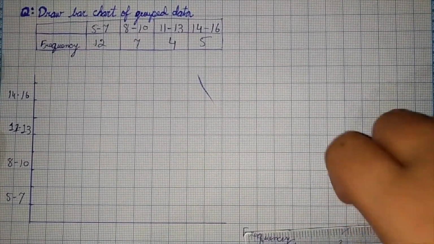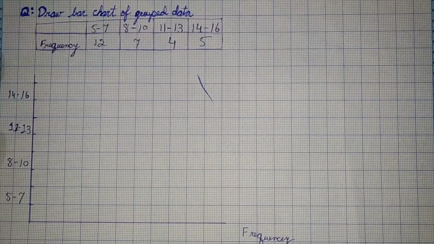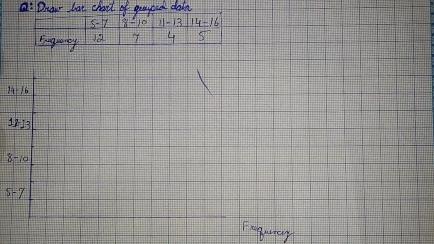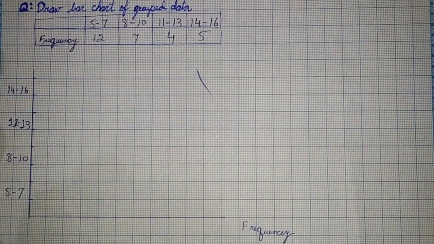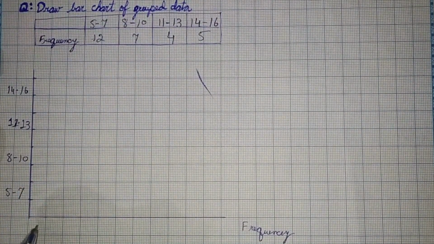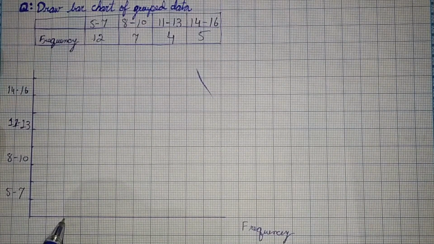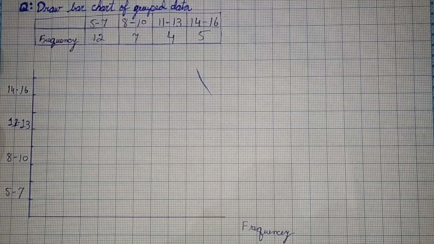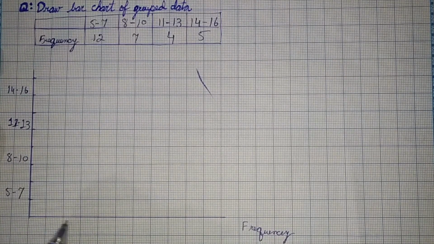Okay, and now we have to do the, we can say, the scaling. So let's do the scaling. Here you can see we have the smallest number 5 and the largest number 12. So if I draw a gap of 2, here we have 2, 4, 6, 8, 10, 12. If I leave a gap of 1, it means that here we have 1 2 3 4 5 6 7 8 9 10 11 12.